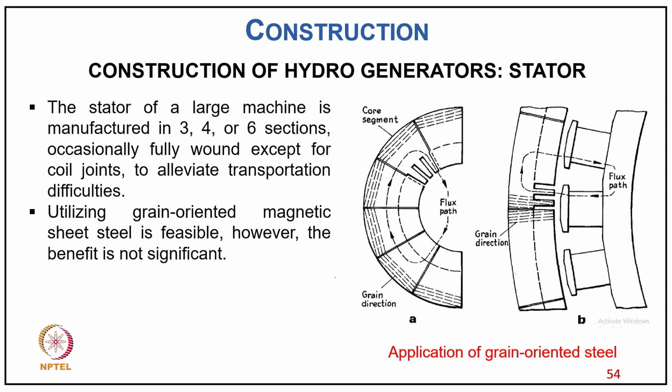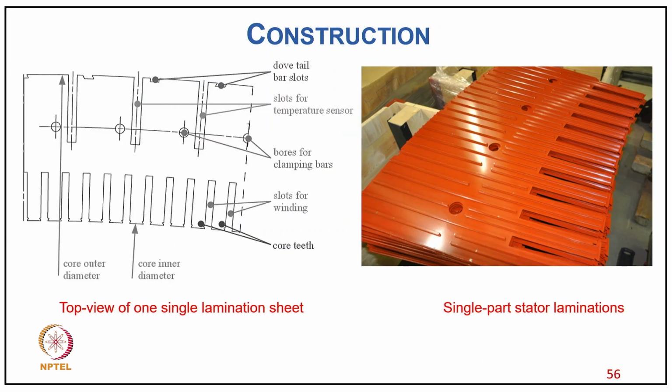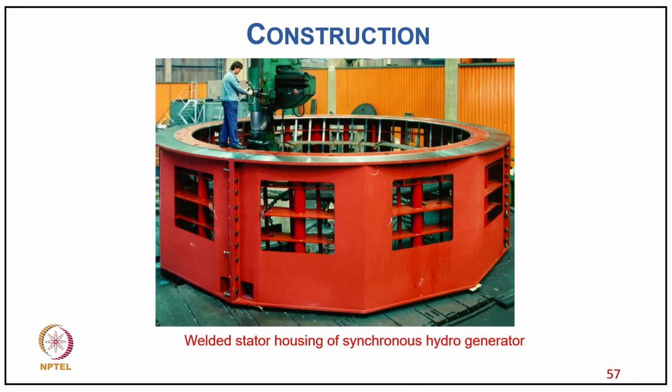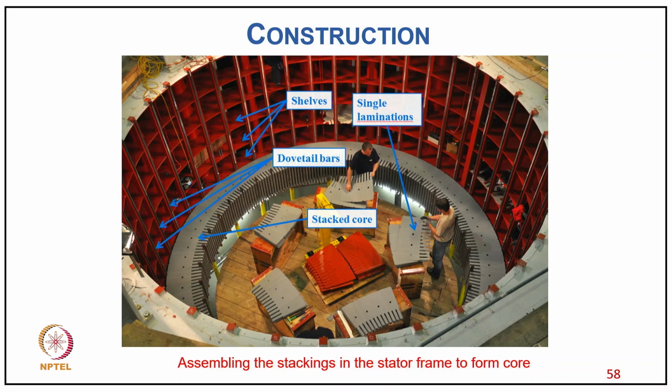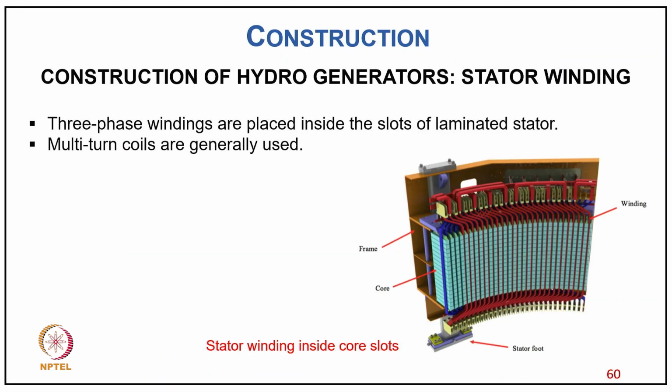I mean, this is the application of guaranteed steel, as you can see, part of your stator core, and the stator stack core cross-section area of different parts is shown in the typical photograph, and on the side is how a stator stacked core looks. Then the top view of a single lamination steel, how a single part of the stator lamination looks. Then you can see the welded stator housing of a synchronous hydro generator, and compared to the size of a person standing there, you can see how big the stator is. Then assembling of the stator frame to form the core. Then the pressing of the laminated stator iron core with the hydraulic cylinder.